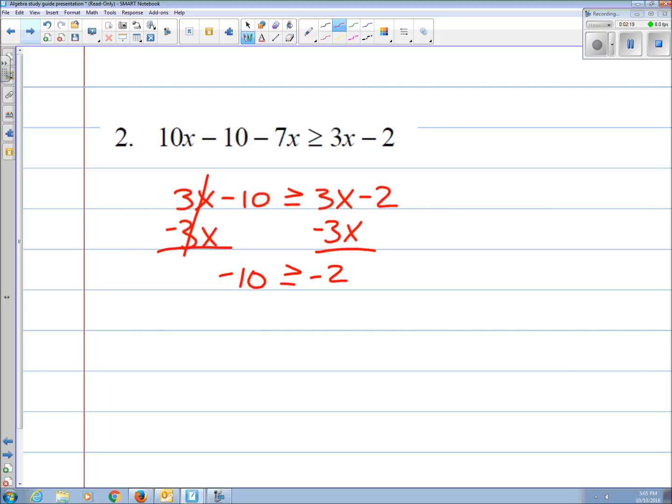And when we see our variable disappearing, we got two different numbers on the opposite sides of the inequality sign. We know this is no solution. Negative 10 is, in fact, not equal to negative 2, and it's also not greater than negative 2. So we know that this is not true. That's no solution.